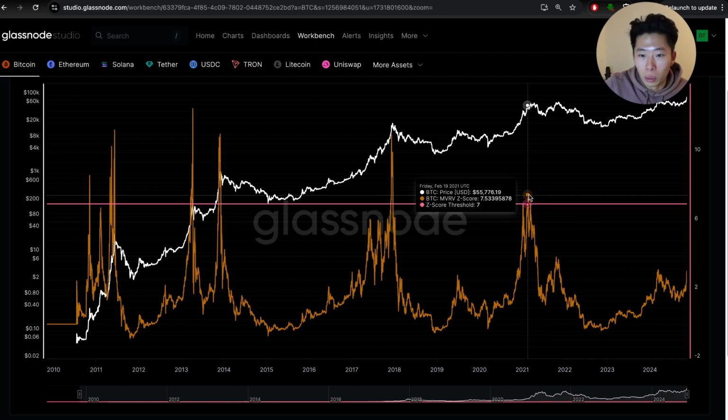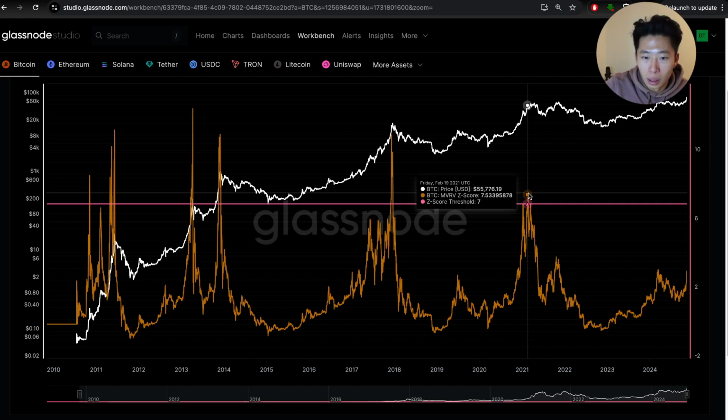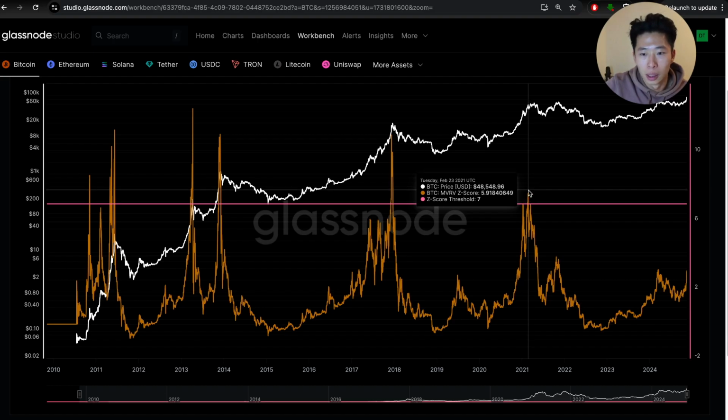In 2021, the MVRV surpasses the threshold here around February 19th, and price was about 56K. You probably could have squeezed out another 10 to 15% to hit the actual peak, but I don't really think that the risk to reward ratio is really worth it. Yeah, this would have been a great place to start DCAing, or dollar cost averaging, out of the market because it's near impossible to catch the actual top.